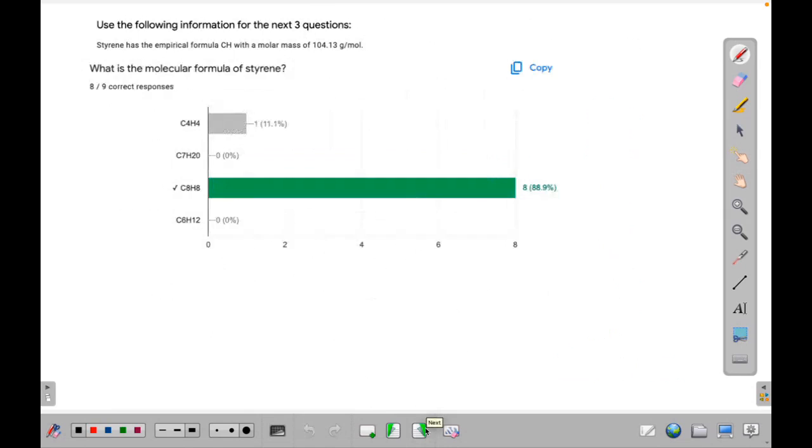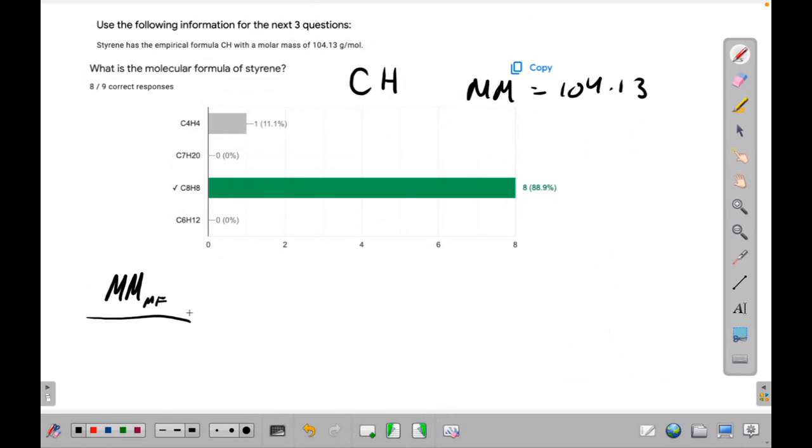Okay, the next 3 questions are all connected. They use the same piece of data here, which is the molar mass of a compound called styrene. Now, it tells us that the molar mass of styrene is 104.13, and it does tell us the empirical formula, if you can't see that, is CH, and our molar mass is 104.13. Okay, so we reviewed this in class in case you missed it or in case you're still a little bit confused. How do you find the molecular formula if you know the empirical formula and the molar mass? Well, heck, you just take the molar mass of your compound or your molecular formula, since we already know that.